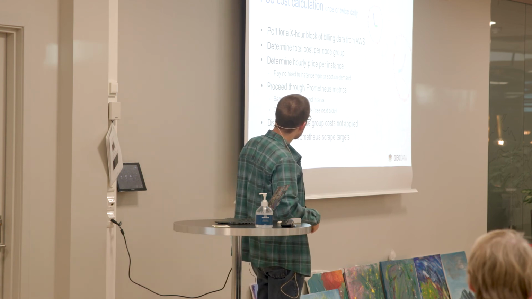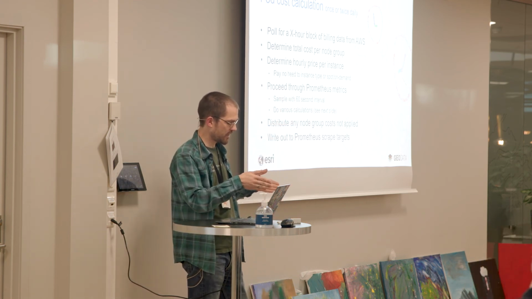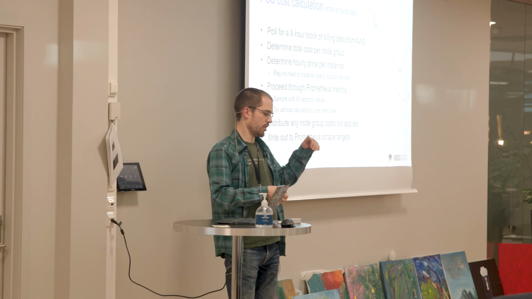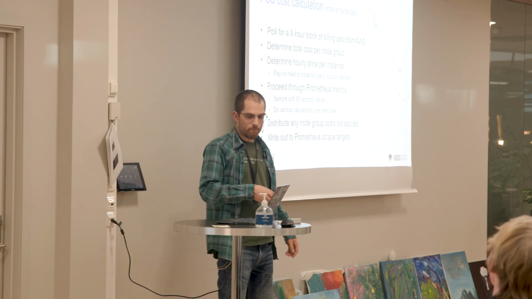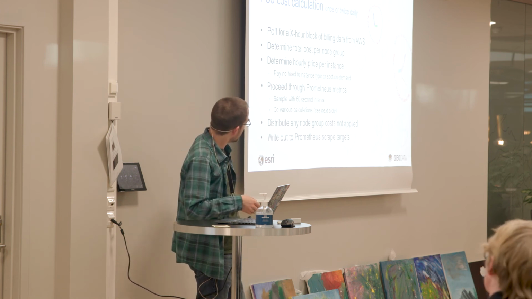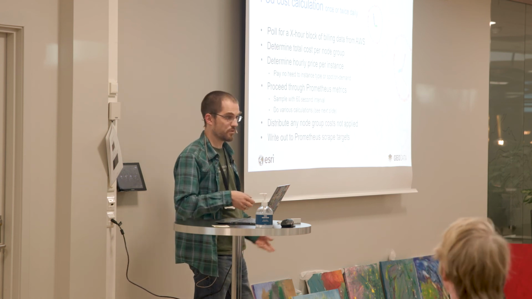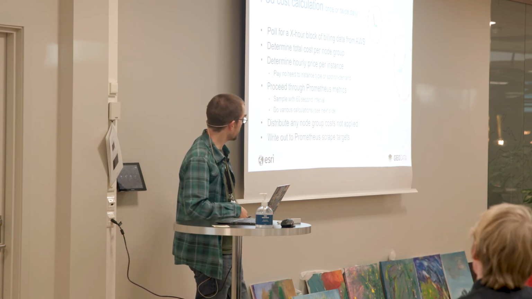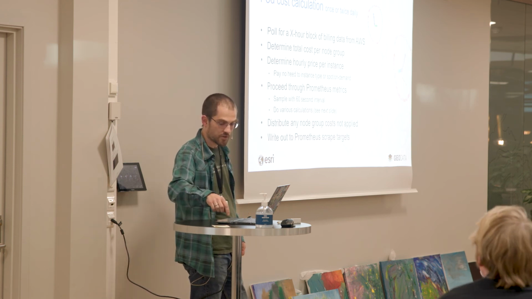So we go through Prometheus data every 60 seconds, at this fine grain level, and we say, at this 60-second slice, what's running? Where is it running? How much does this all cost? And we do this. I have a slide talking about that next. And so at the end, we distribute any costs that leaked past that stage, for example, due to your Prometheus data disappearing. That, as I mentioned, happens. And then we write it out to a Prometheus scrape target.